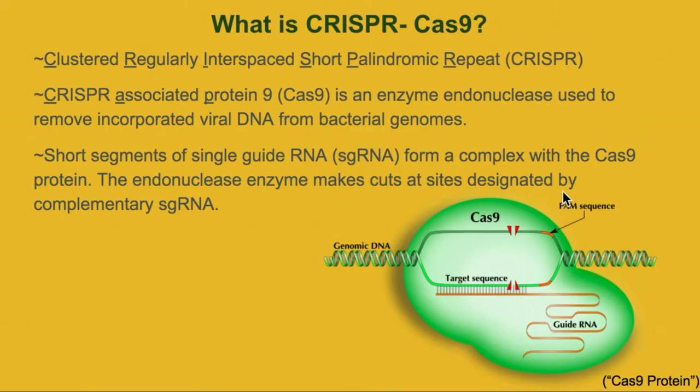Briefly, we discuss CRISPR-Cas9. CRISPR stands for clustered regularly interspaced short palindromic repeats, and Cas9 is a CRISPR-associated protein 9. The two together form the complex of the endonuclease enzyme that's guided by an RNA sequence to remove viral DNA in bacterial genomes. It's effectively the bacteria's immune defense system against introduced bacteriophage DNA.